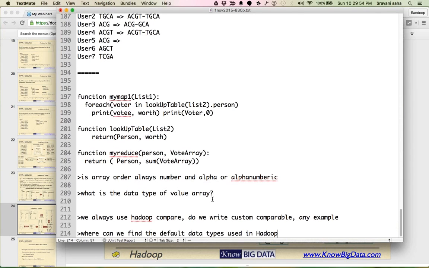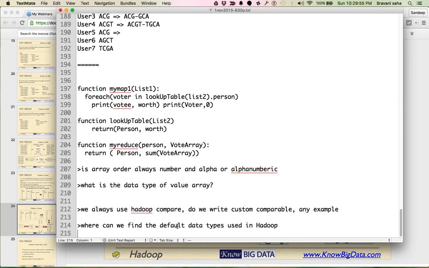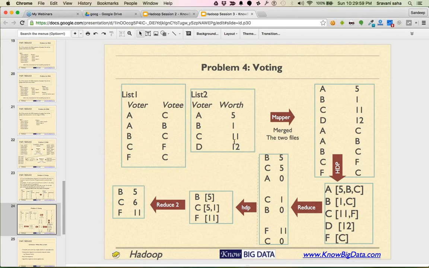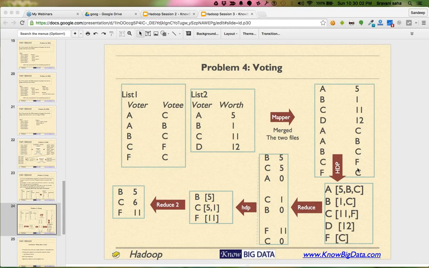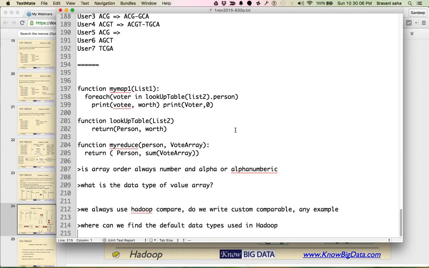All right. So Bala's question is, where can we find default data types used in Hadoop? I'll help you out, and after this, that's what we are going to do. All right.